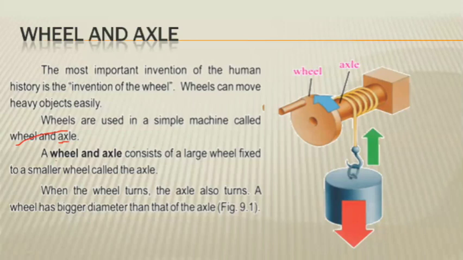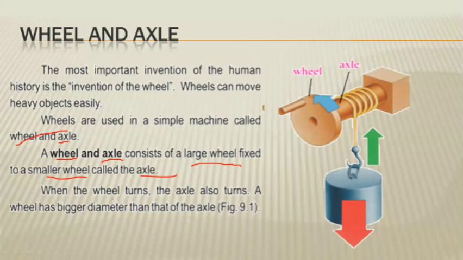So what are the wheel and axle? It is a larger wheel in which there is a small wheel rotating inside. This is the smaller wheel, which is also round, and this is the larger wheel, which is also round. It consists of a larger wheel which is fixed to a smaller wheel called the axle. Actually, this wheel and axle make the pulley. Pulley means the thing which pulls things. So it makes the pulley. When we rotate it, the things move upward or downward.